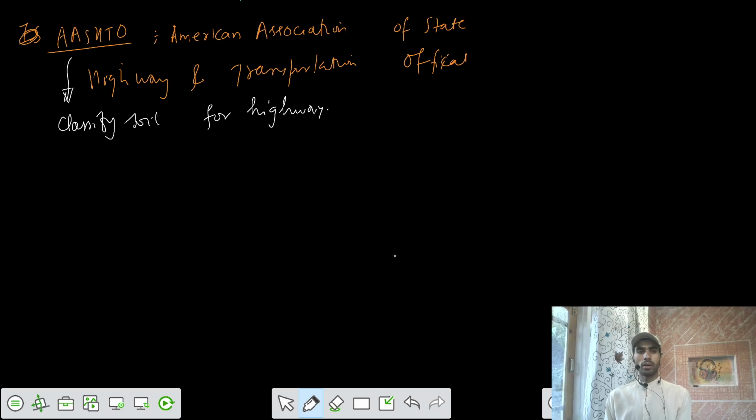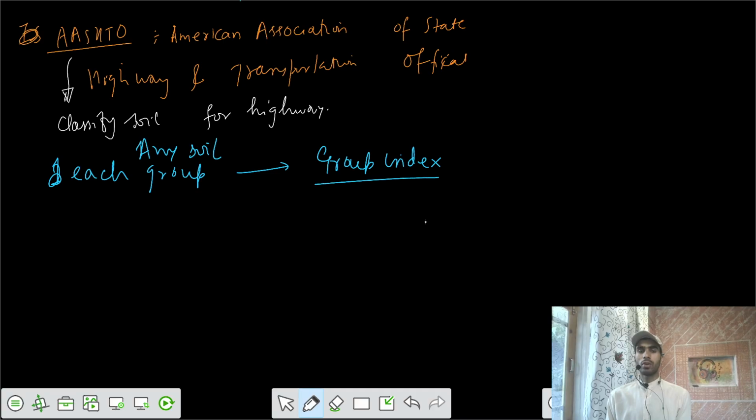In this one we have a few groups. Each group is classified, and any soil in one of the groups is distinguished by a factor called the group index. It tells us about that particular soil in a particular group, what its character is all about. So this is your group index, and we have a formula for the group index calculation.